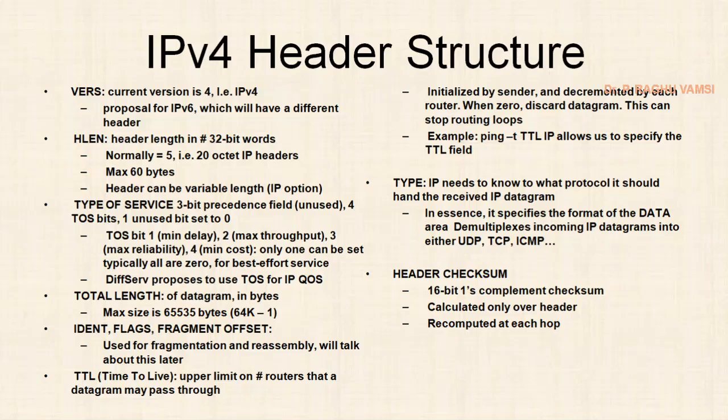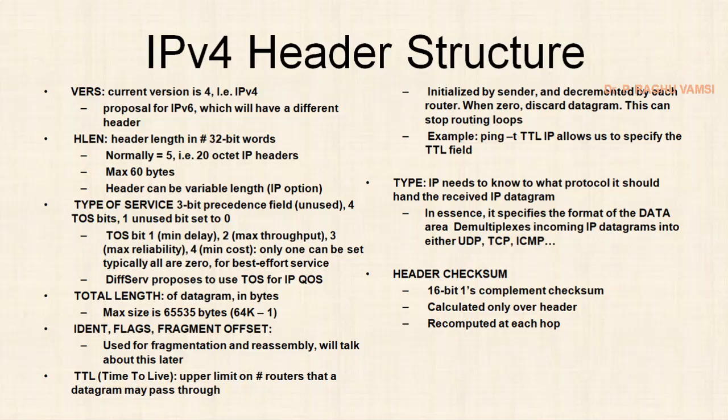So based upon the TTL, we can come to know the upper limit on the number of routers that the datagram may pass through. Basically, this TTL is initialized by the sender and decremented by each router. When it becomes 0, the datagram will be discarded. That means from source to destination, the maximum number of routers this datagram can pass through is decided by the TTL.